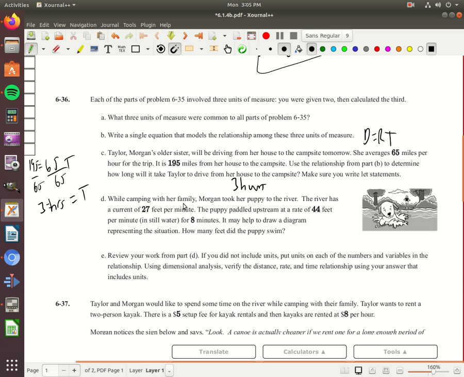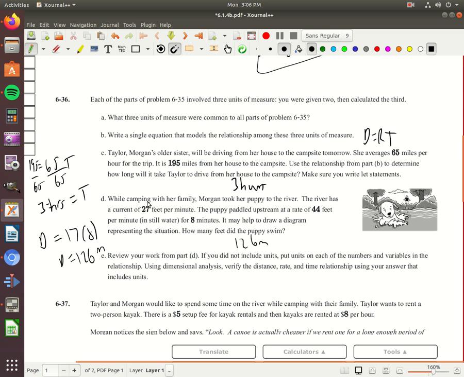So while camping, if you imagine the river's going one way, the puppy's going the other. They're working against each other. I don't think science is really involved here, but the idea would be that if the puppy went 44 one direction and the current went 27 the other way, that the net would be 17, right? So for 8 minutes. So the rate here, we want to know how far did this thing go when it was going 17 feet per minute for 8 minutes. And it would have gone 80 plus 56, 126 meters.